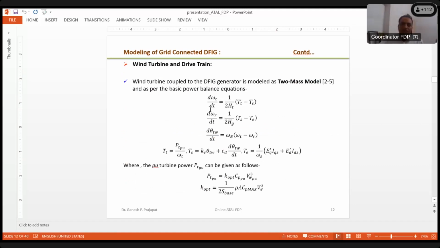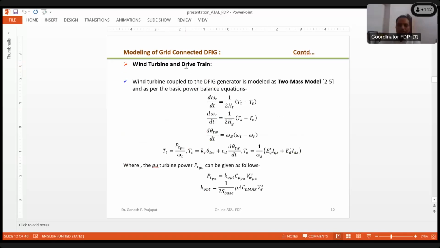So here is the first: wind turbine and drivetrain. Drivetrain means the gearbox. As I already told about the wind turbine, the mechanical or aerodynamic power out of a turbine is simply half rho, then area, Cp, and wind speed cubed. That was the power, and it can be modeled by that equation only.